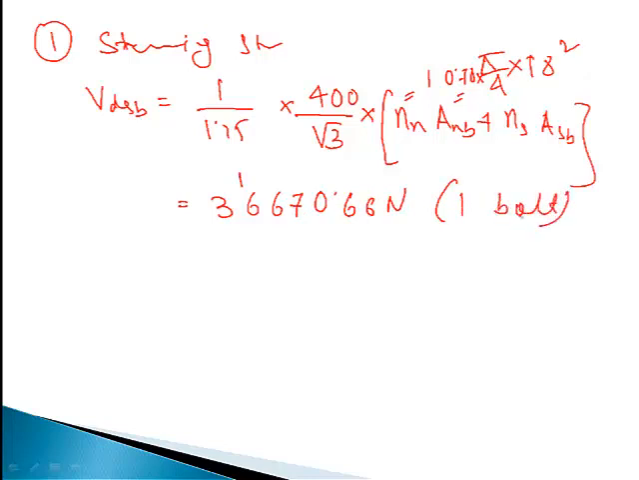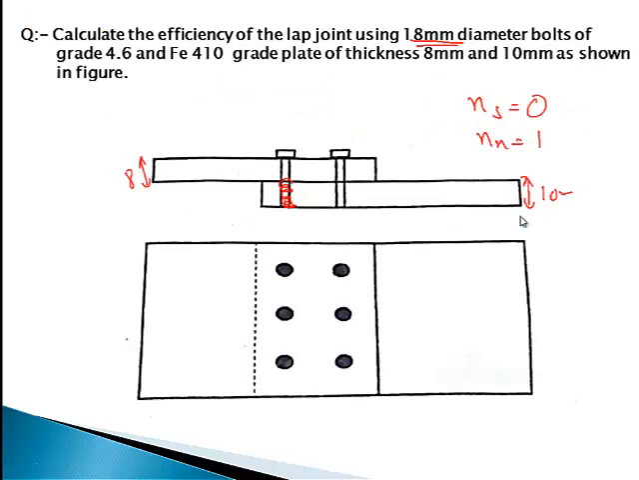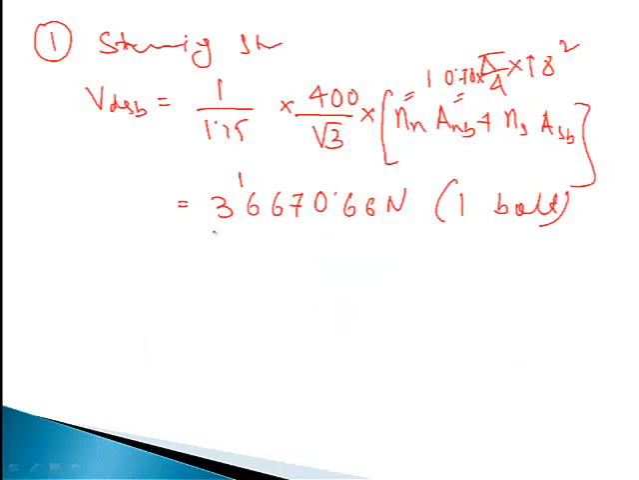Okay, now this is a lap joint. There are not two parts, there is a single part. So if the connection has to fail, all 6 bolts have to fail. So the strength of bolt is into 6. Here we have to take all 6. Then it comes out as 220024 newton. Okay, similarly do the bearing part.